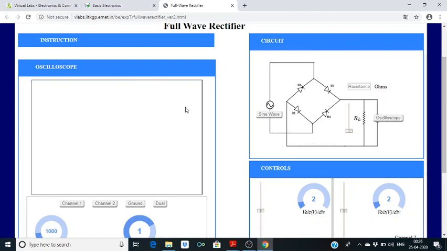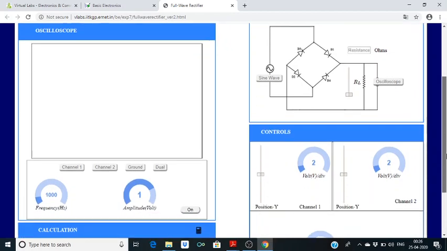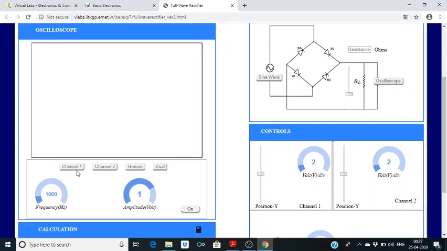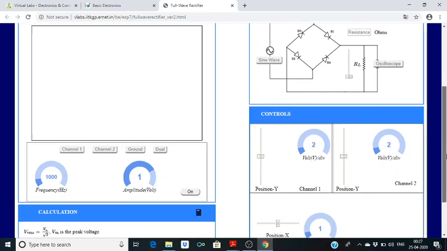This is the front panel display of the oscilloscope. We can see channel 1, channel 2, ground, and dual, to see both the channels by pressing dual. Then we can change the frequency of the waveform using this frequency button, and the amplitude through this button. Then we have the control panel here.